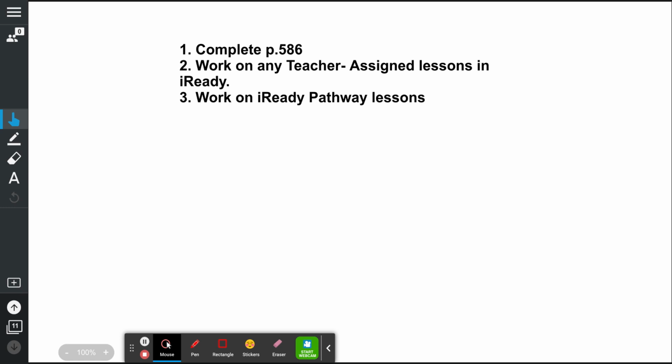So here, what you need to do in your student workbook, you need to complete page 586. You have just a couple of problems there to do. And then you need to work on any teacher assigned lessons in Ready. I know you had some assignments last week that most of you have not finished. So look at your teacher assigned lessons. And if you are finished with those, then you can work on your iReady pathway lessons.